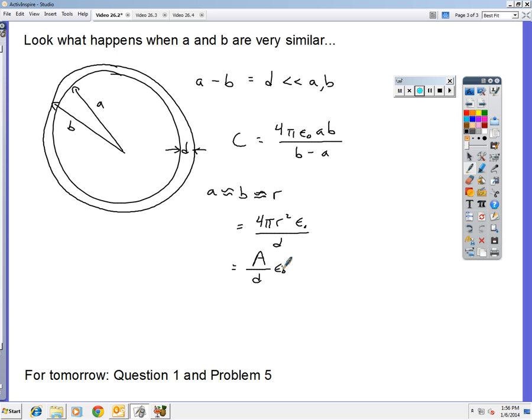So after this video, you should know how to calculate the capacitance for a general capacitor, the 4 steps in the first slide, and you should also especially be able to get the capacitance of a spherical capacitor.